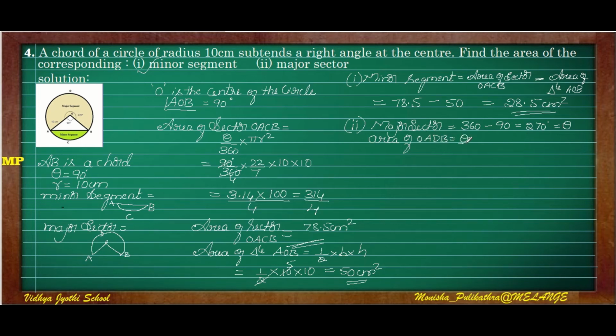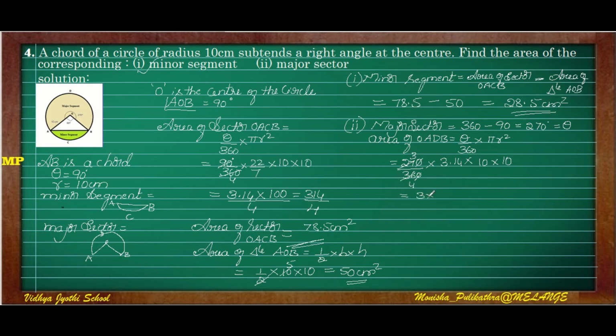So OADB, again the same formula, theta by 360 into pi r square. So that is 270 degree divided by 360 into pi, I will take again 3.14 into r, which is the same 10, into 10. So this is 9 3s and 9 4s. So next we will obtain again 3.14 into 100.